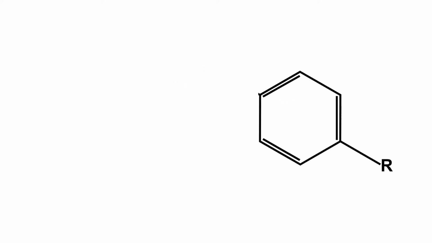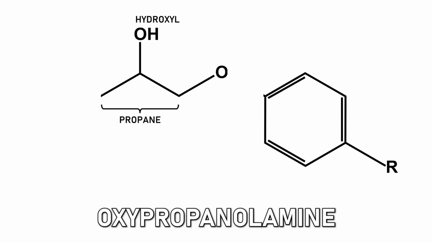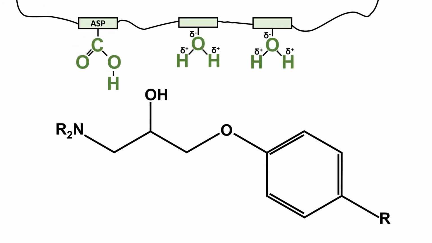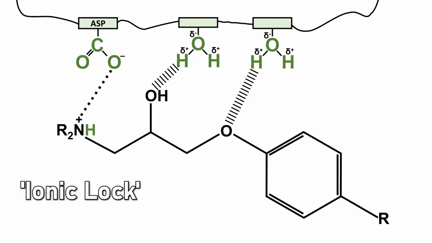Proximal to this aromatic ring is an oxypropanylamine derivative. In other words, it is a propane chain with a hydroxyl group, an ether group, and an amine group. The ether and hydroxyl group make hydrogen bonds to amino acid residues surrounding the active site, whilst the amine group forms an ionic bond with a specific aspartic acid residue. This is nicknamed the ionic lock that keeps the beta blocker in place.